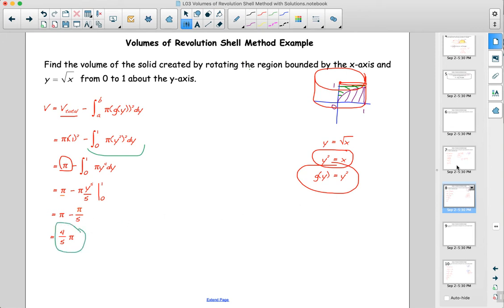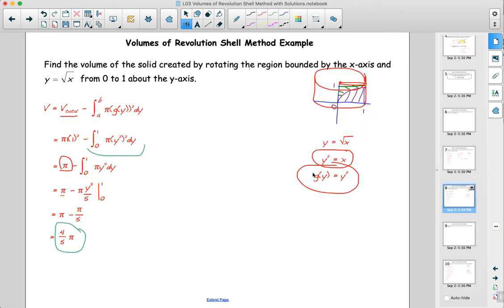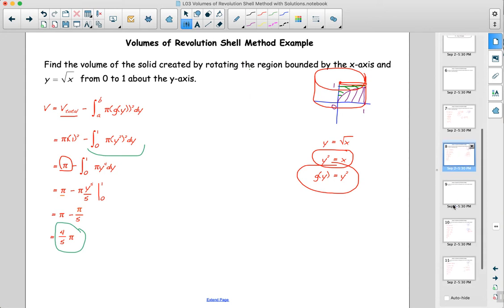So I do get the same answer, but I did not have to do any extra thinking about subtracting or whatever. The shell method gives me exactly the region I want. The washer method would not. This is not giving me the region I want, so I had to do a subtraction. So that's just a caution if you were going to use the washer method.